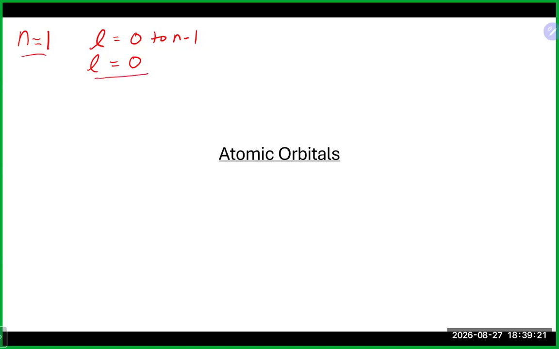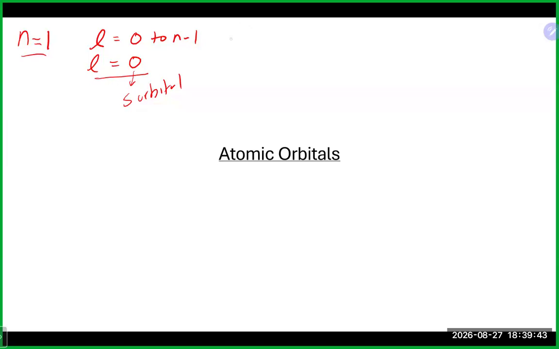Now, what does the 0 represent? The 0 actually represents an s orbital. And that is why on the first energy level, that is where we see s orbitals, and there's only an s orbital found on the first energy level. There are no other orbitals possible to be found there.